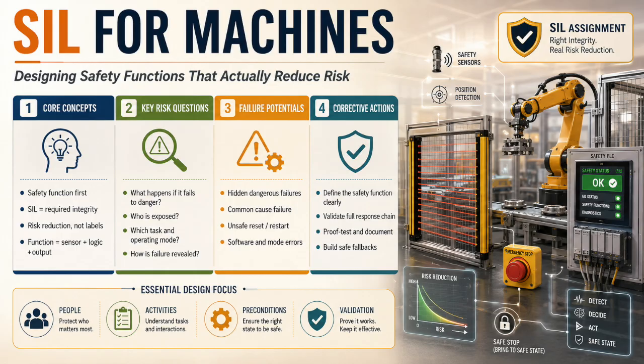If that function fails dangerously, the risk can be higher than if the protective measure had never been there. That is the psychology of safety trust, and engineering must earn that trust. Now let us get sharper.